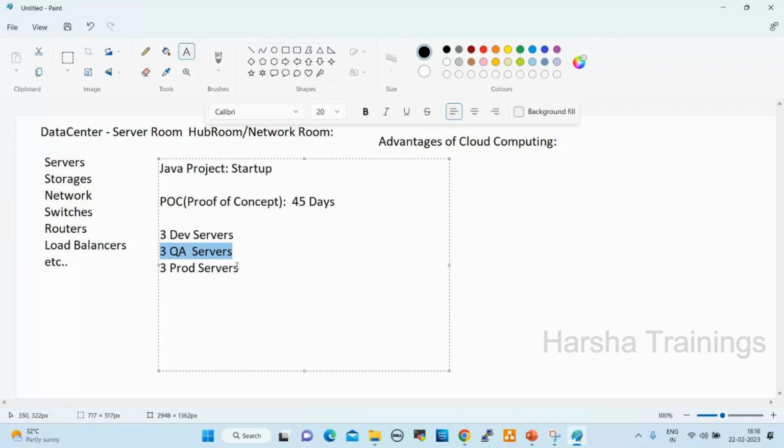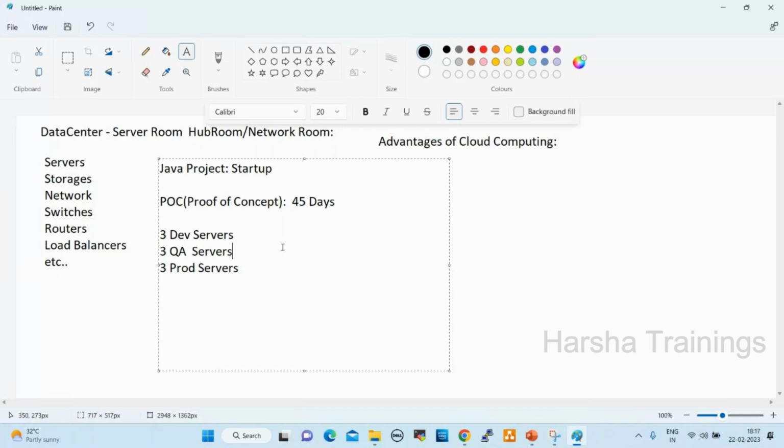Once the development is completed on development servers, they don't directly deploy onto production. Before that, testing should happen, right? Every organization, every project team, tries to give the best applications, without errors, right? So that is where testing should happen.